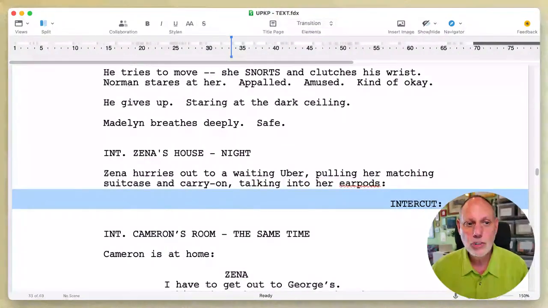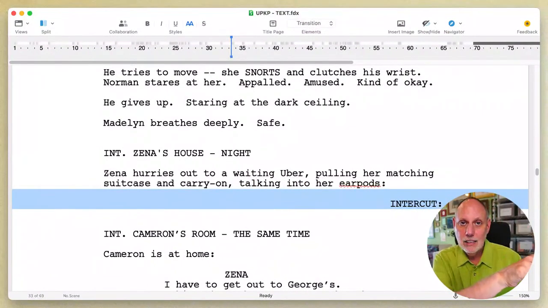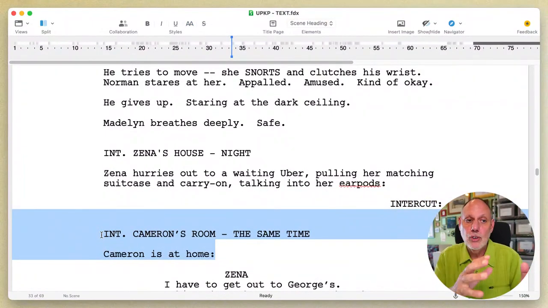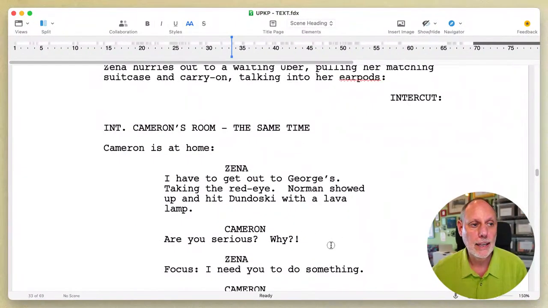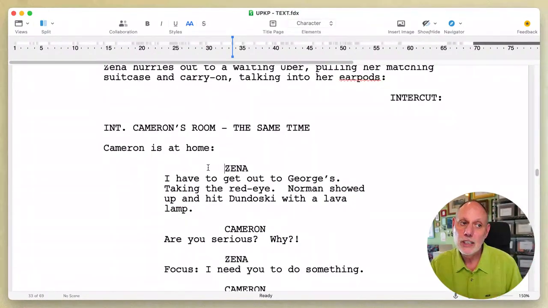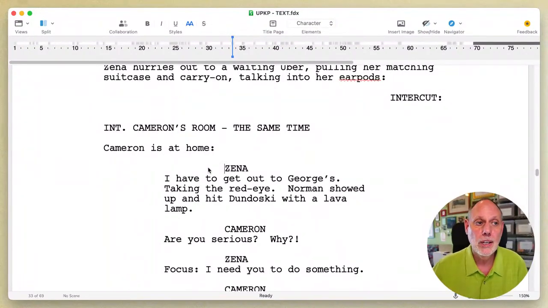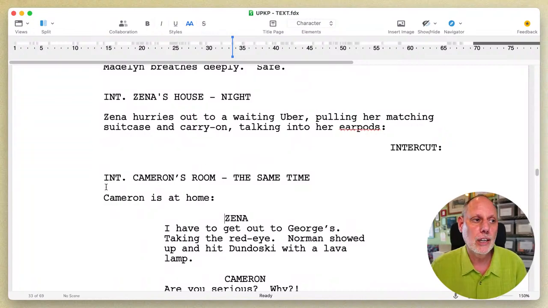And then I write intercut, which means that slugline scene and this slugline scene are intercut. So if people are talking from now on, as they are, Cameron and Zena, it means that the production has the option to be on Zena or on Cameron, because they filmed the entire scene both ways, on both sides. They filmed Zena's whole half of the dialogue and they filmed Cameron's whole half of the dialogue. They'll decide in editing where they want to be on who, but that's how you do it so that you don't have to do the slug lines back and forth every single time they exchange dialogue.